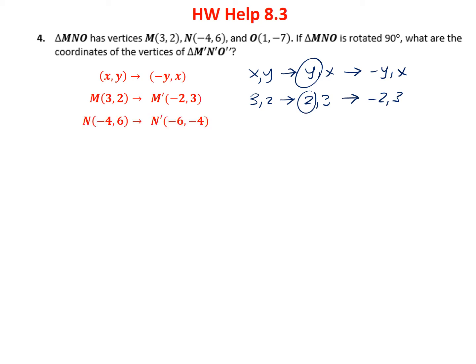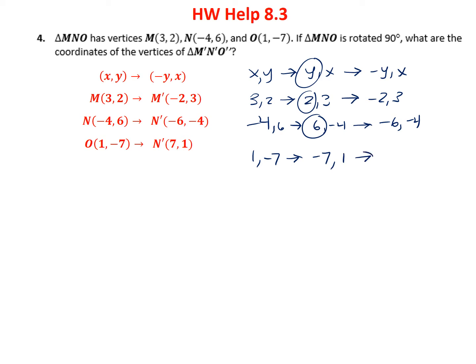Same thing with the next one. I have (-4, 6). First thing I do, just swap them, and then take the first component and take the opposite. So I end up with (-6, -4). And likewise on the last one, I have (1, -7). Let's swap them first, (-7, 1), and then take the opposite of the first variable. So I end up with (7, 1). And those will be the vertices of the new triangle, rotated 90 degrees counterclockwise.